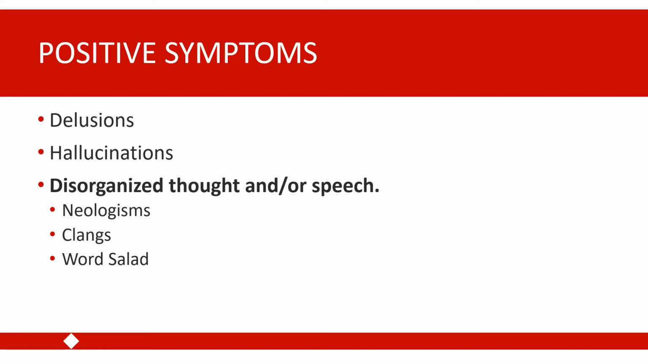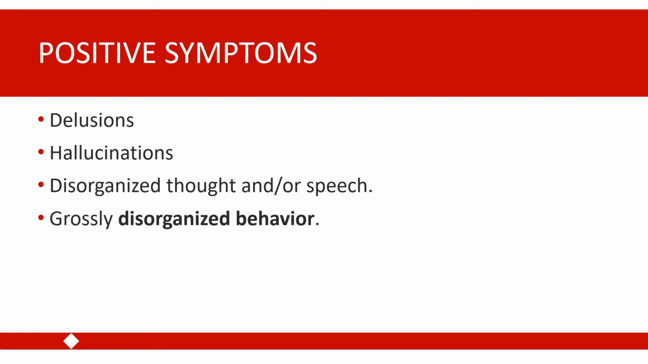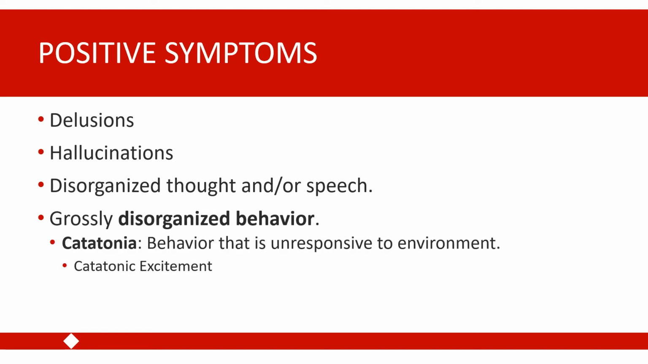And in addition to disorganized thought and speech, our final positive symptom is grossly disorganized behavior. So behavior that is unusual or erratic. One particular kind of disorganized behavior is called catatonia. So catatonic behavior is behavior that is unresponsive to the environment. One kind of catatonic behavior we'll classify as a positive symptom, and that is catatonic excitement. So this is when we have an excess of behavior.